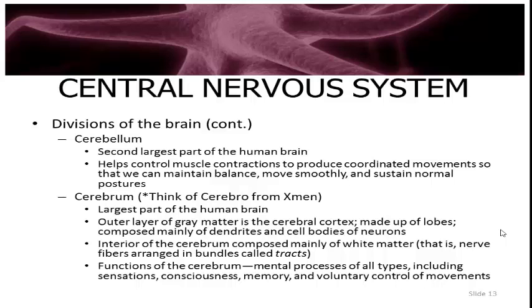It is also made up of lobes that are made up mostly of dendrites and cell bodies. The inside of the cerebrum is made up mostly of white matter. And the function of this cerebrum includes mental processes of all types, such as sensations, consciousness, memory, and voluntary control of movements.